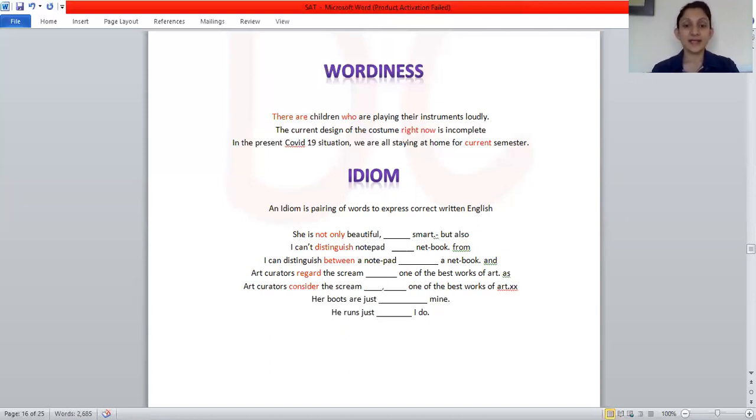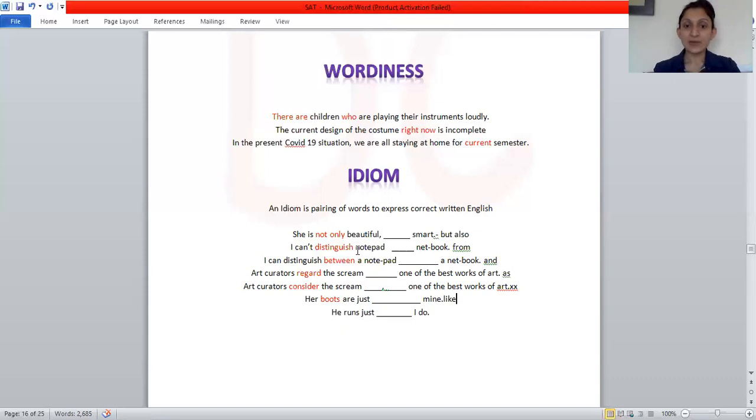Yes. Next, her boots are just dash mine. So I'm talking about boots. That's a noun. So what do you use with noun when you compare noun with another noun, which we did in the comparison video, which you must have seen already. If you have not, please refer to that. In the comparison video, I told you that the term used to compare two nouns is like. Her boots are just like mine.